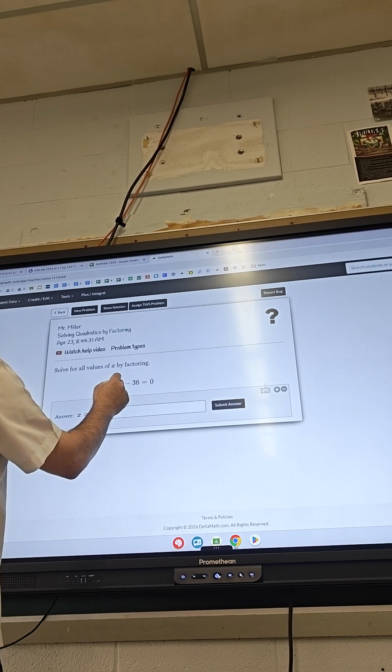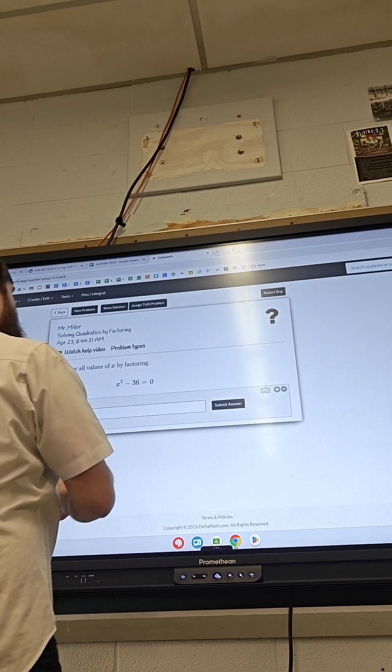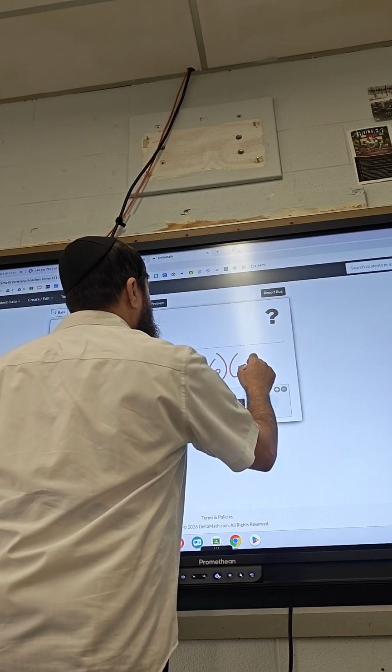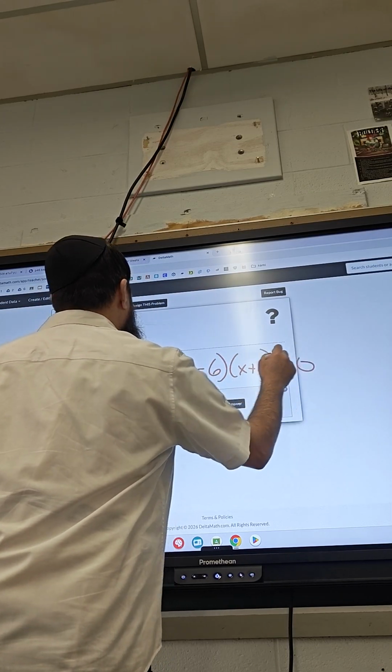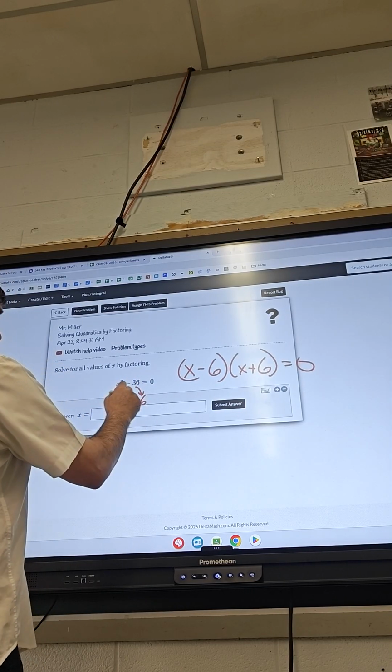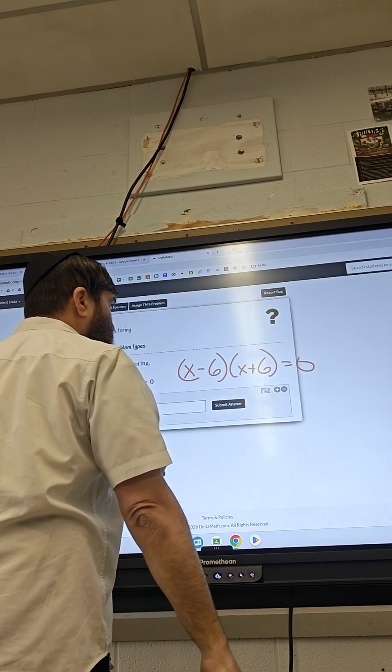When you have a perfect square here and a perfect square here, it just factors out to x minus 6 times x plus 6 equals 0. Basically, the square root of this is x, the square root of this is 6. You put a minus between it, then you put a plus between it, and that's it.